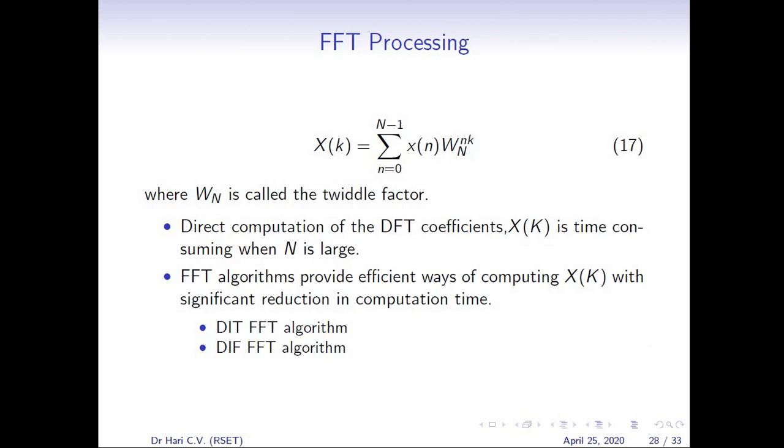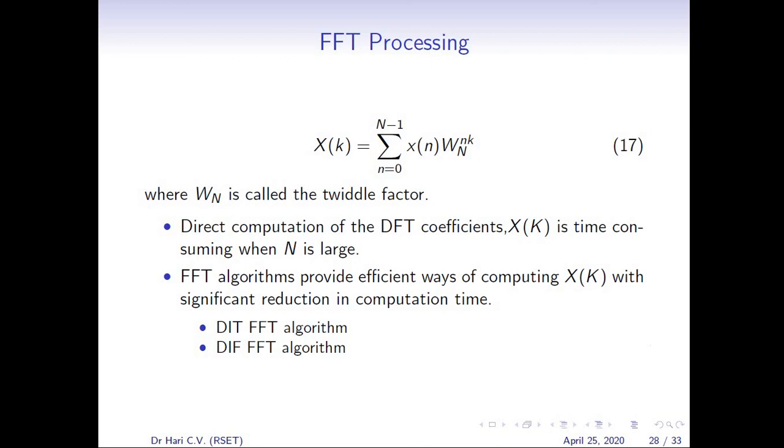Now the next type is FFT processing. In this case we know the standard equation of the DFT, X of k equal to summation n from 0 to N minus 1 of x of n W N raised to nk, where W N is called the twiddle factor. We discussed the corresponding DFT and FFT in Module 1, and the direct computation of the DFT coefficients X of k is time consuming when the value of N is large. So we will go to the decimation in time FFT algorithm and the decimation in frequency FFT algorithm.